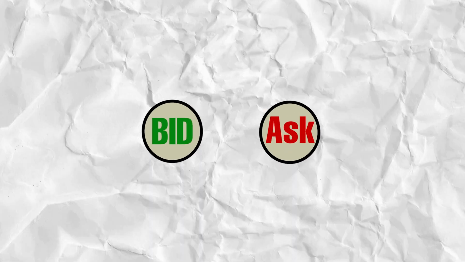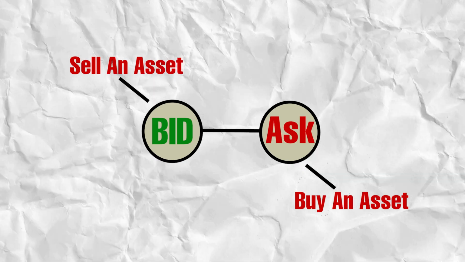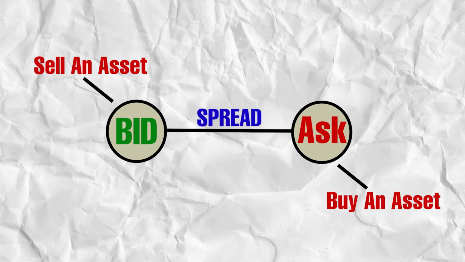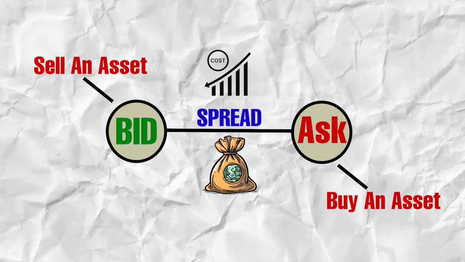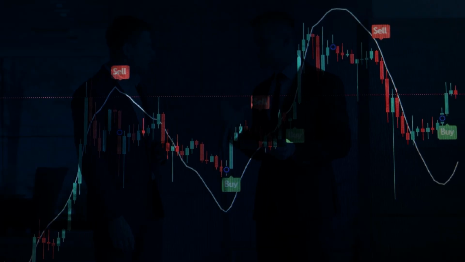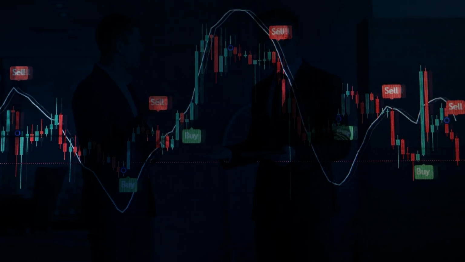Then we have bid and ask prices. The ask price is what you pay to buy currency. The bid price is what you get when selling. The spread is the difference between these two. It's like the cost of entering a trade, and it also includes the broker's profit. Some brokers offer fixed spreads, and others offer variable spreads that change with the market.